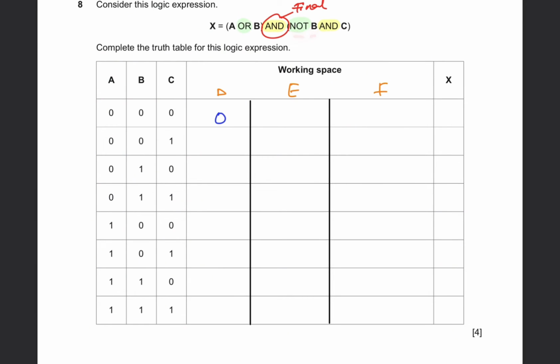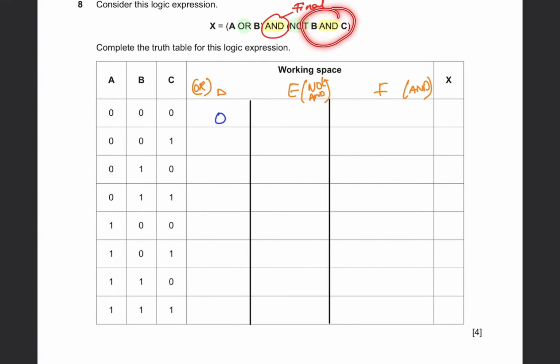Not B and C. This is in front of D, I can write OR gate. For E, I can say NOT, and F is the final gate, which is the AND gate. All right. So now for NOT B and C, what could the answer be?